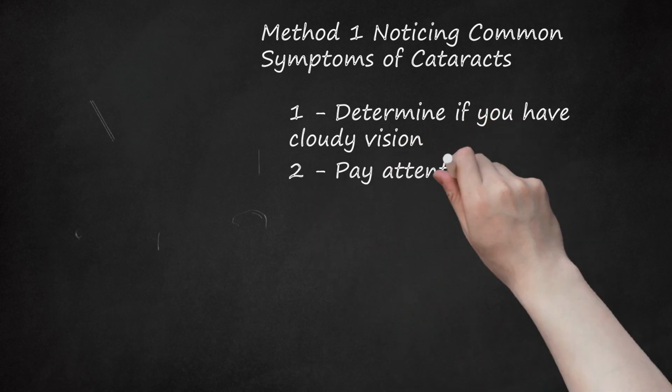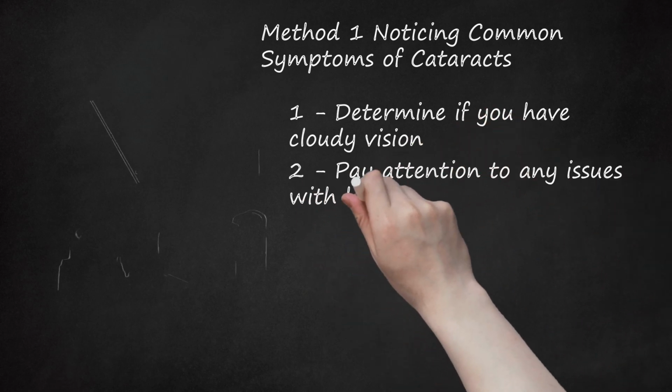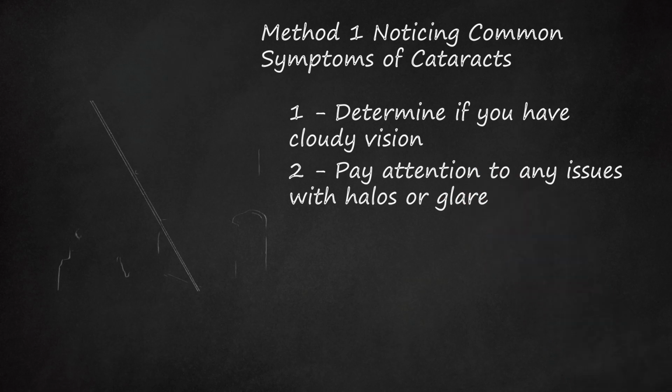2. Pay attention to any issues with halos or glare. Halos are usually an issue during the evening, but can occur other times when things are mostly dark. Glare, on the other hand, happens mostly during the daytime. Halos are a small circle around a source of light, such as headlights. They happen mostly during the evening or when it is dark outside.